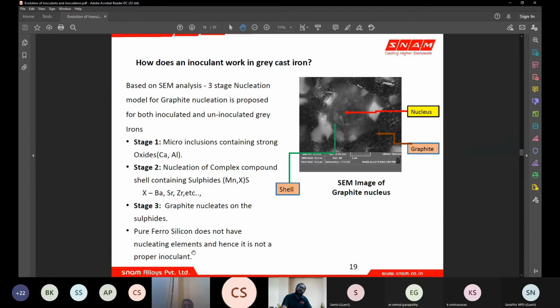So this is the reason why pure ferrosilicon, or just ferrosilicon, cannot be used as an inoculant. It is not a potent inoculant. It is not that it cannot be used as an inoculant, but it is not a potent inoculant when you compare it with other inoculating elements.